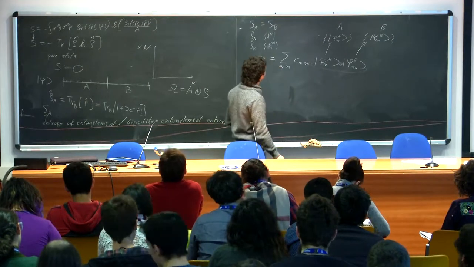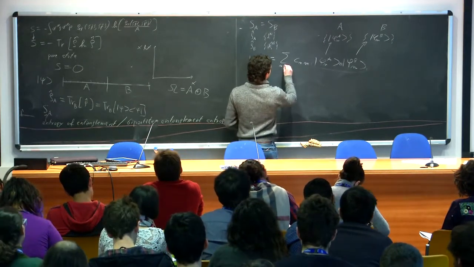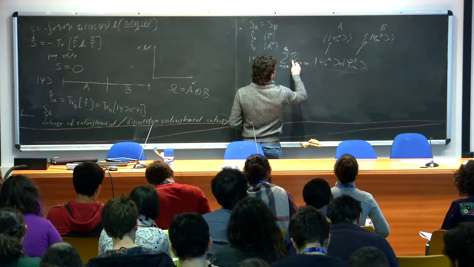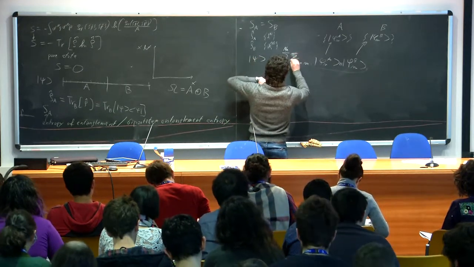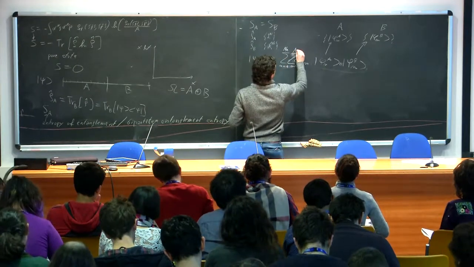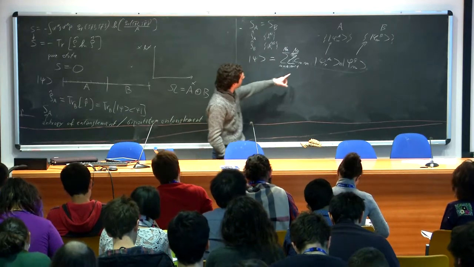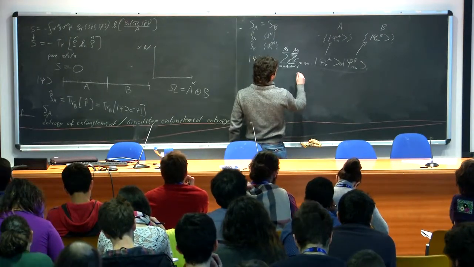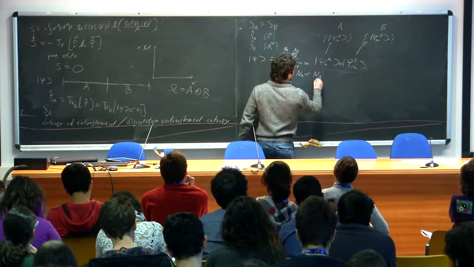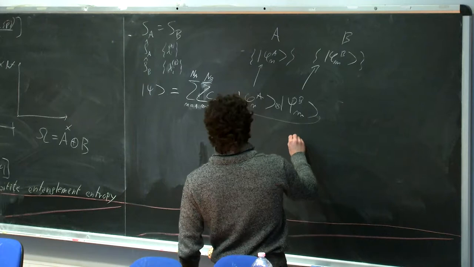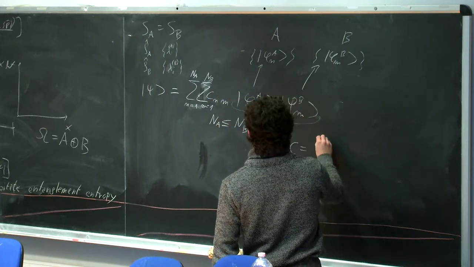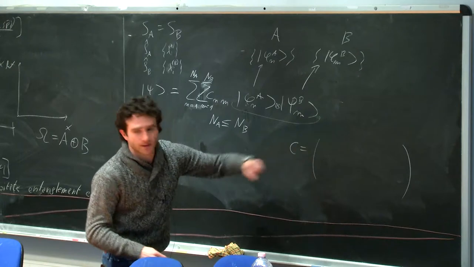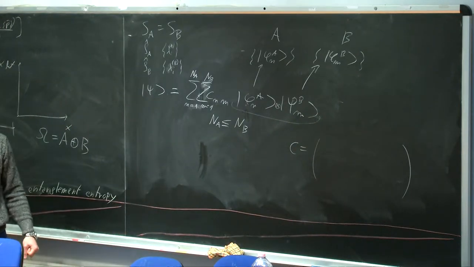Now the index n runs from 1 to the dimension of the space A, and the other index m runs from 1 to the dimension of the rest of the space. So this is a rectangular matrix, C_nm. To have an idea, let's assume that NA is smaller than or equal to NB. Then if you plot the matrix C, the number of rows is smaller than the number of columns. This is the matrix C.